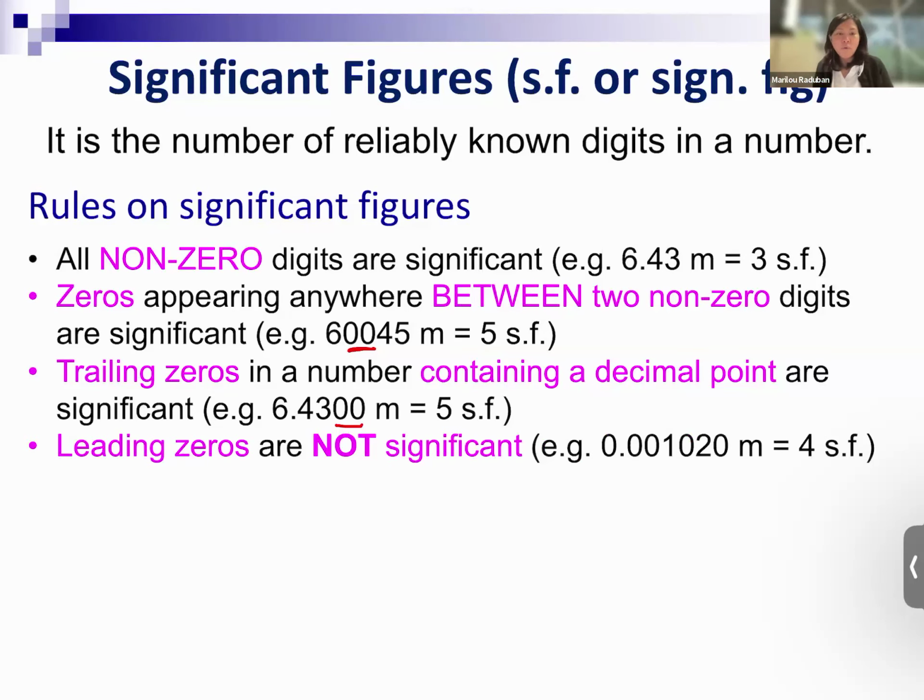But zeros before, leading zeros, so zeros before the decimal place and before a non-zero integer, like these 3 zeros here, they are not significant. Yeah. This 0 is significant. We count it as significant because it's between 2 non-zero numbers. This 0 after 2 is also significant according to this third rule here.